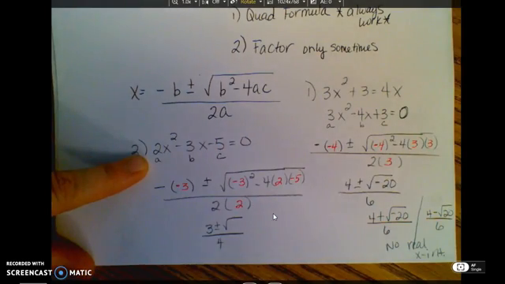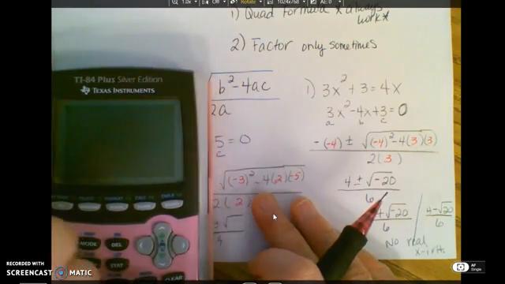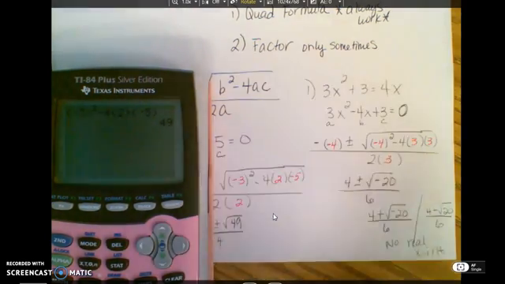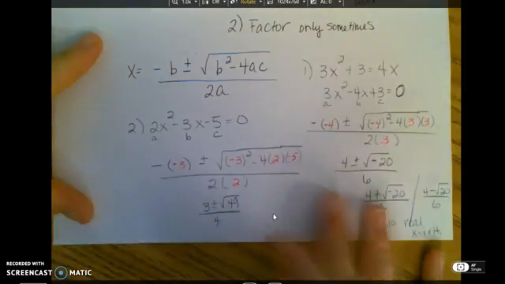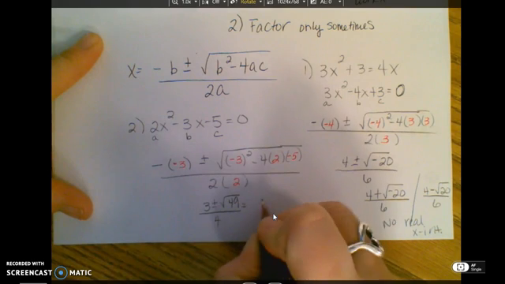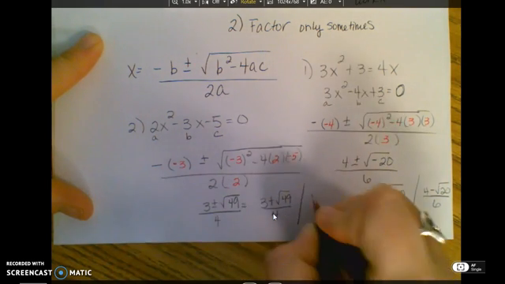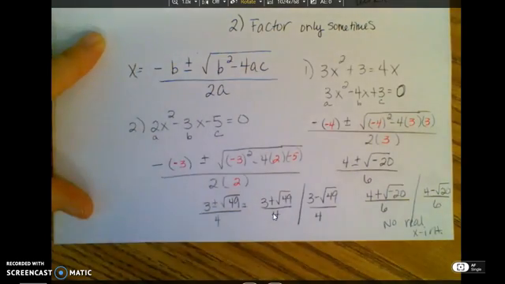I'm going to type this into my calculator exactly as I have it underneath the square root. So negative 3 squared minus 4 times 2 times negative 5. And hit enter. That number goes right underneath the square root. So I have two separate problems again. I have 3 plus the square root of 49 divided by 4, and I have 3 minus the square root of 49 divided by 4.